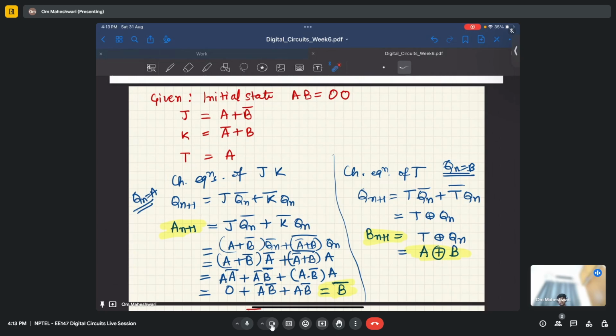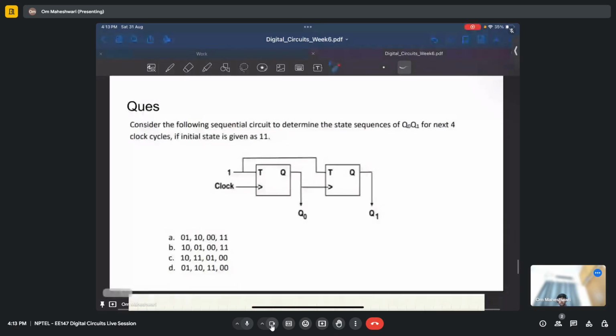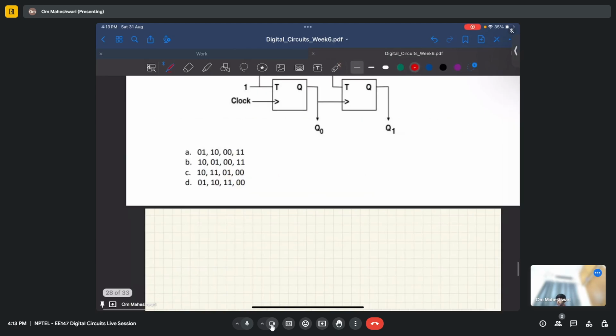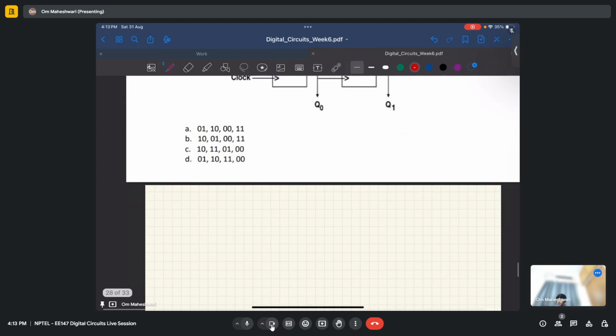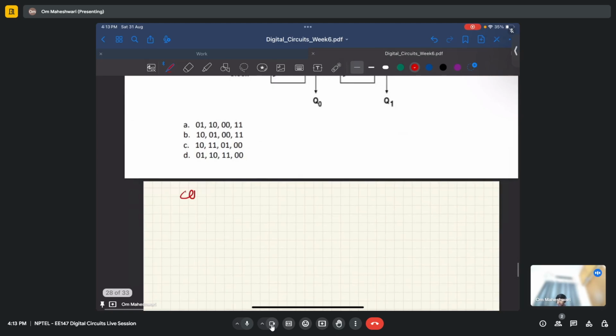See the next question then. Consider the following sequential circuit to determine the state sequences of Q0 Q1 for the next 4 clock cycles. The initial state is 1 1. Okay, so we have T flip-flops: clock, T0, Q0, T1, Q1.